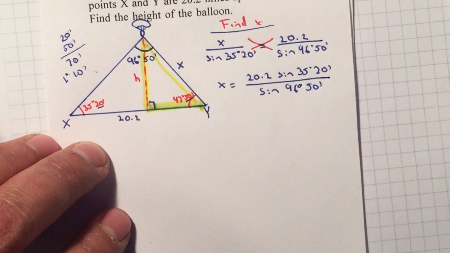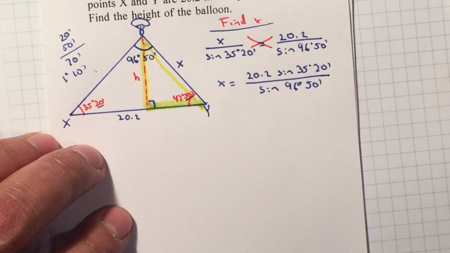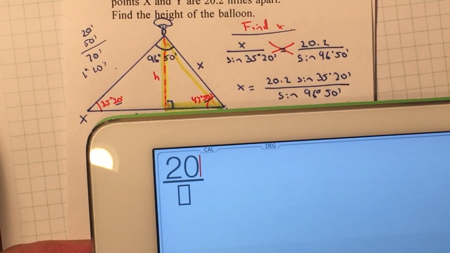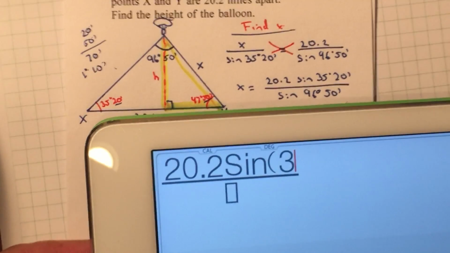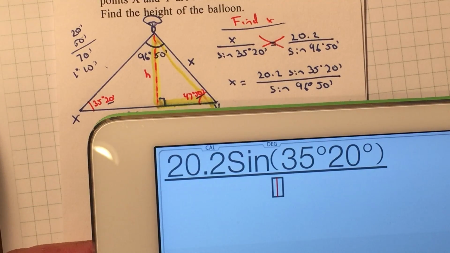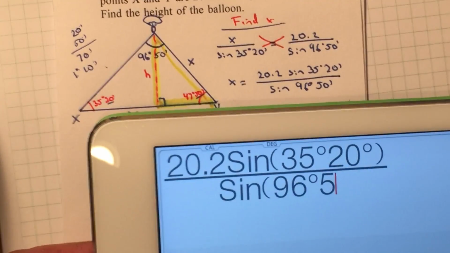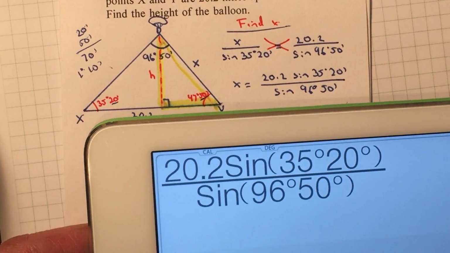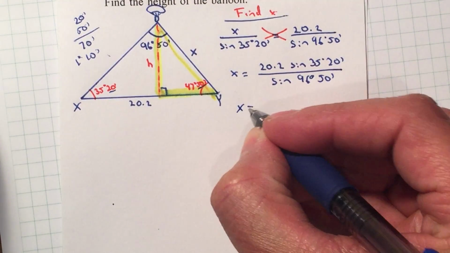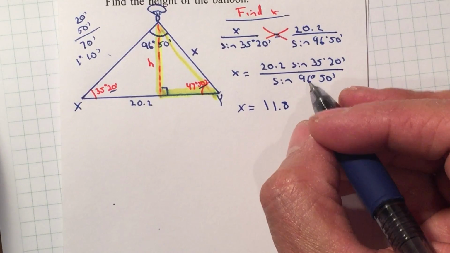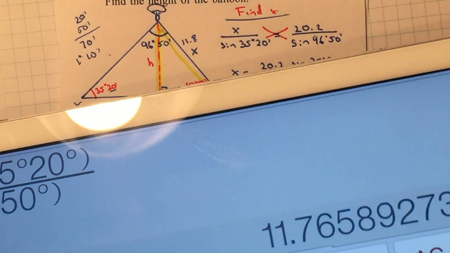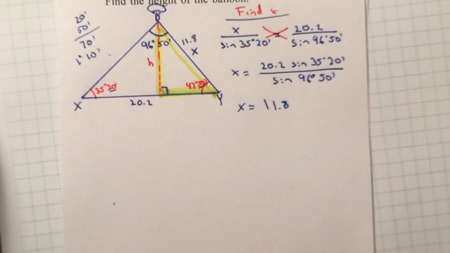And I type that into my calculator, using my fraction bar: 20.2 times the sine of 35 degrees and 20 minutes, divided by the sine of 96 degrees and 50 minutes. And that will give you 11.78. I'm just going to write it for now as 11.8. So this side is 11.8. And I'm going to leave this on my calculator so I can get a more exact answer.